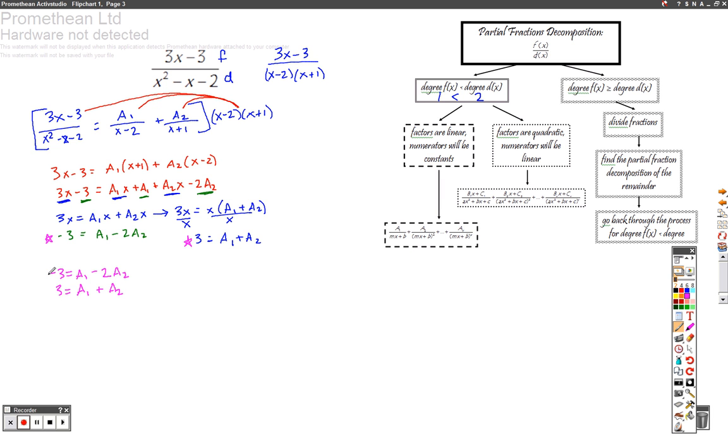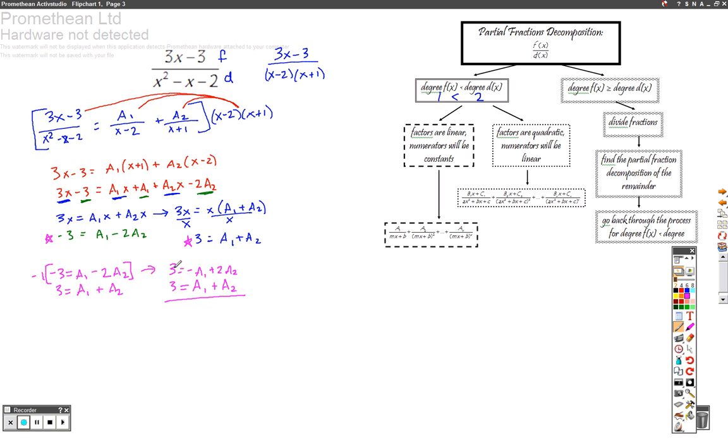I like to use the elimination method. You can use any method you would like. But in order to do the elimination method, we have to have opposites. So I have an a1 and an a1. Those are not opposite. But what I'm going to do is multiply the first one by a negative 1. And the new equation will be 3 equals negative a1 plus 2a2. And then this next one will stay the same.